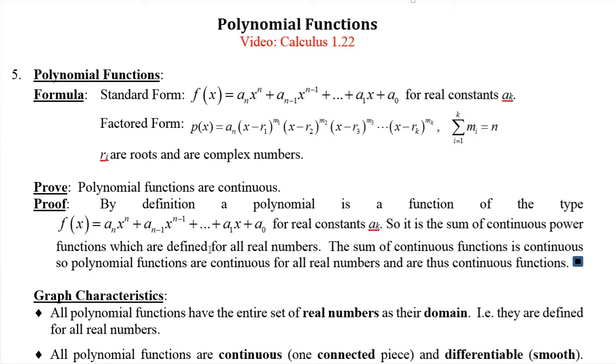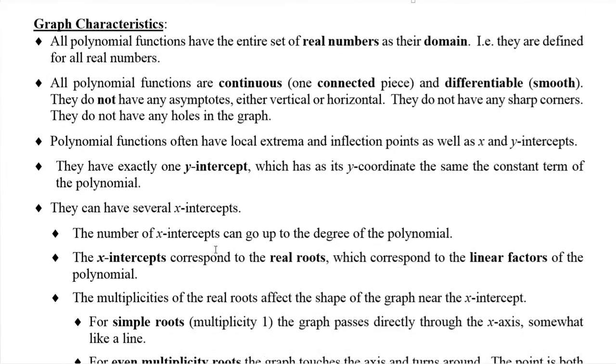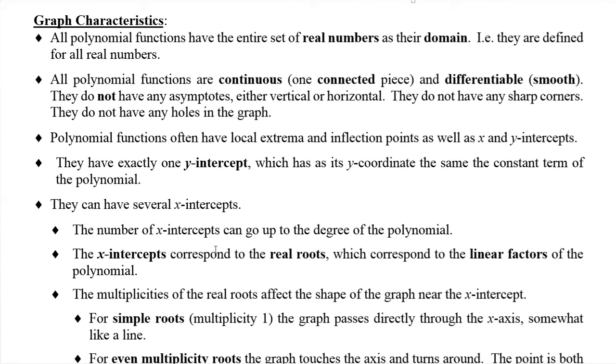Now let's look at some characteristics that the graphs would have. All polynomial functions have the entire set of real numbers as their domain, so they're defined for all real numbers. They're continuous, one connected piece. In our next unit, we'll talk about what's meant by differentiable, but that means they're one connected smooth piece. They do not have asymptotes, vertical or horizontal. They do not have any sharp corners. They don't have any holes in the graph. So they're kind of well behaved. What they can have is some local extrema and inflection points, as well as some x-intercepts and one y-intercept.